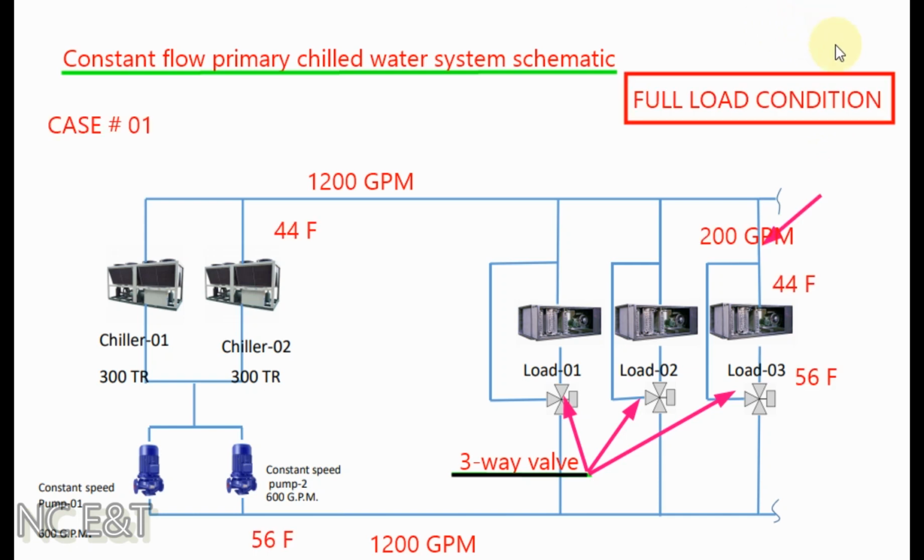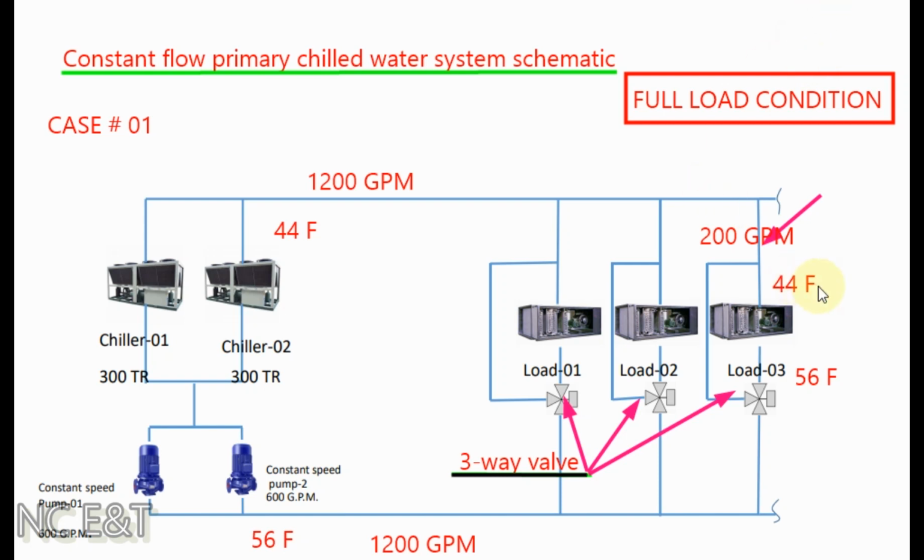Let us take first case 1, at full load condition. As we know, all the equipment is designed at peak load condition. Let us assume our AHU is designed at 200 GPM and a delta T of 12 degrees Fahrenheit, that is the inlet temperature 44 degrees Fahrenheit and outlet temperature 56 degrees Fahrenheit. It means at a flow of 200 GPM with the delta T of 12 degrees Fahrenheit, our AHU will work at 100% efficiency.